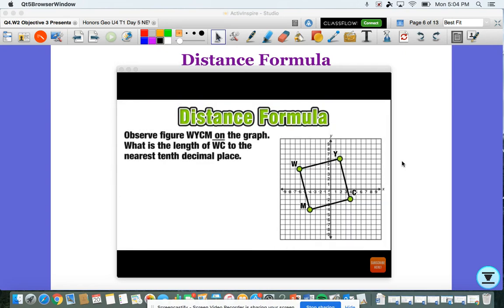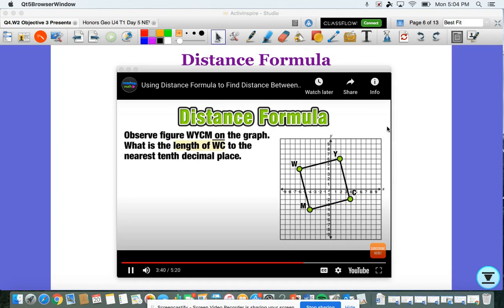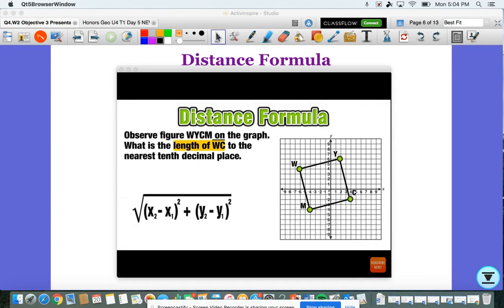For our next example, we're going to be observing a quadrilateral on the coordinate plane with endpoints W, Y, C, and M. We want to find the length of line segment WC, so we know we're going to have to use the distance formula again. Notice that W and C are diagonal from each other, so this is a diagonal of this four-sided figure. So we have to construct that line to help us visualize what line segment WC looks like on the coordinate plane. Now we can write down the coordinates of W at negative 6, 4, that's your x1, y1, and C at 4, negative 2, that's your x2, y2.